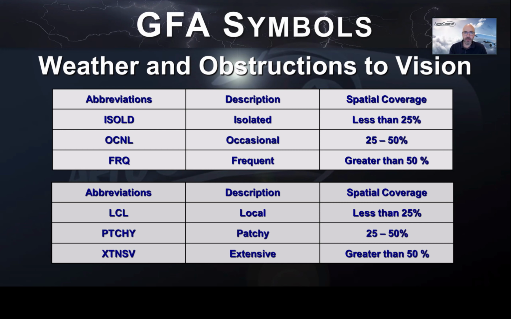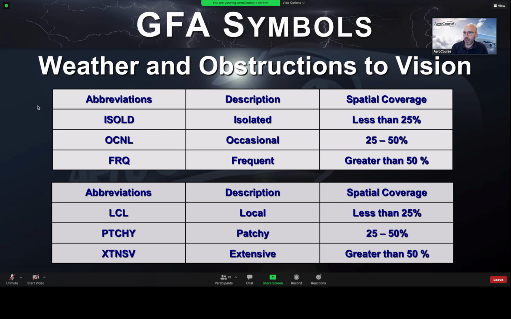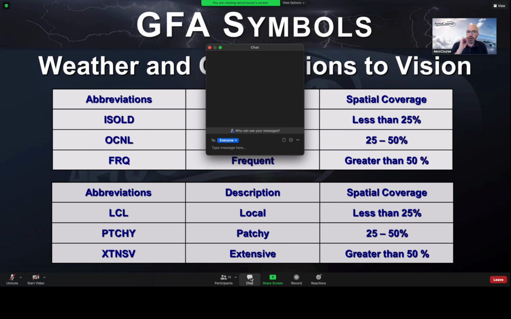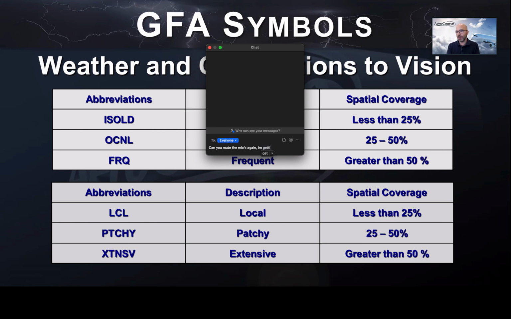Because you'll read a GFA and maybe they'll say there are isolated thunderstorms. Isolated CBs topping at 350. And when you're choosing an answer, it's going to say there are CBs covering less than 25% of the area with tops at 35,000 feet. So you'll read the word isolated, but the answer is going to give you a percentage. So be able to do that.